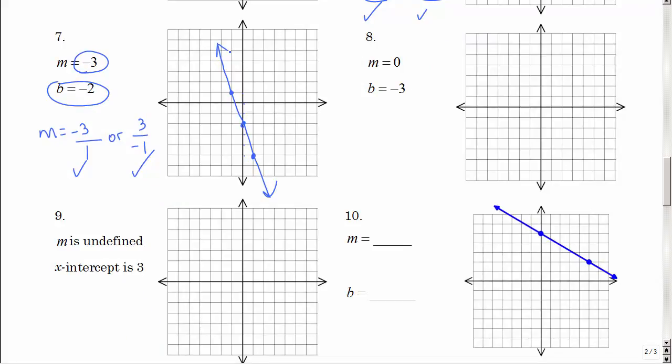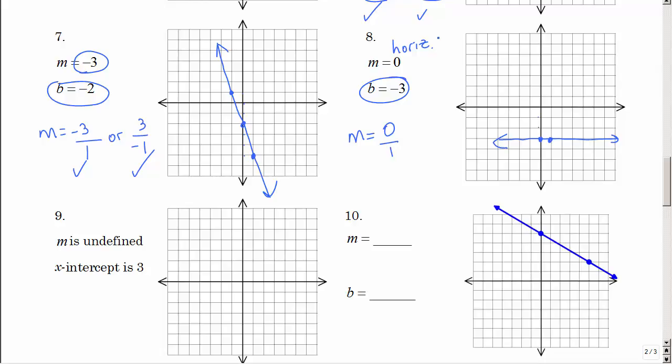Now let's look at 8 and 9. Got that 0 and that undefined. You should already be thinking, oh, vertical, horizontal, which one's which. All right, B is negative 3. Now 0. Slope is 0. Well, you could make 0 over 1, meaning you don't go up and down any and you go to the right one. And that might remind you, oh yeah, that's a horizontal line. But it's a lot better if you memorize it.